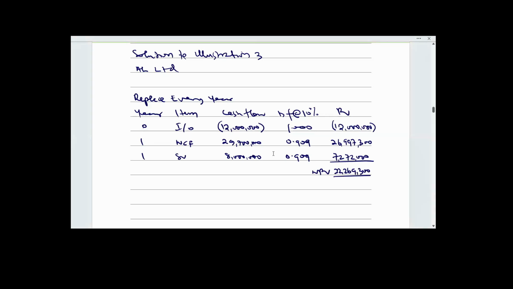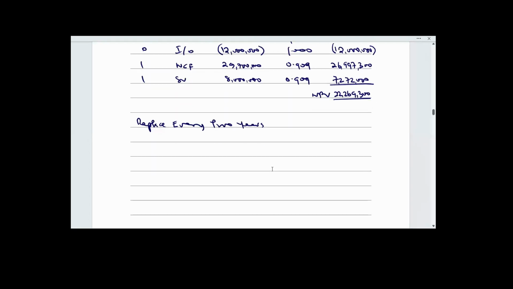Okay, then I'll go to year 2, replace every 2 years. Year, item, cash flow, 10% present value. Year 0, 1, 2, then 2. Net cash flow. Salvage value. 12 million.